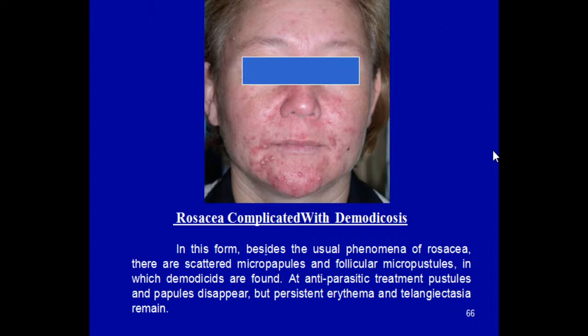Rosacea complicated with demodicosis. In this form, besides the usual phenomena of rosacea, there are scarlet microbubbles and follicular micropustules in which demodex mites are found. With antiparasitic treatment, pustules and bubbles disappear but erythema and telangiectasia remain.